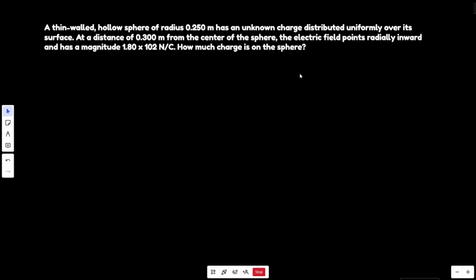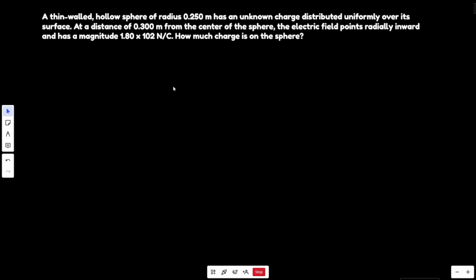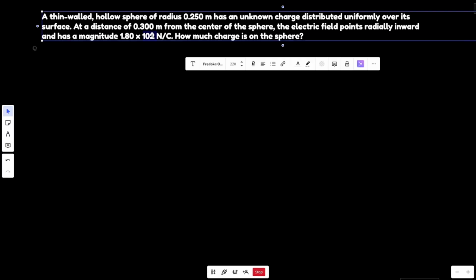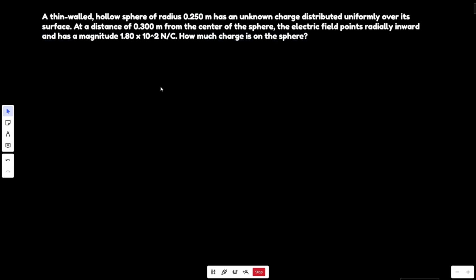A thin hollow sphere of radius 0.250 meters has an unknown charge distributed uniformly over its surface. At a distance of 0.300 meters from the center of the sphere, the electric field points radially inward and has a magnitude of 1.80 times 10 to the power of 2. This should be another typo there. Times 10 to the power of 2 newtons per coulomb. How much charge is there on the sphere?